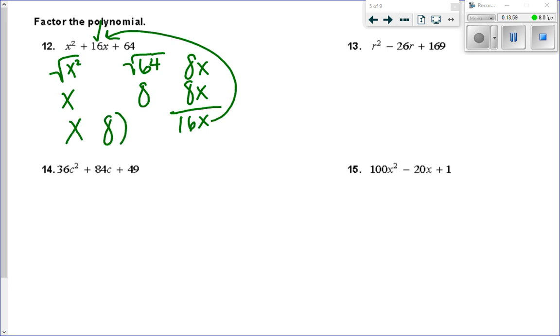Now we know that's going to be like that, but is that a positive or a negative 8? Well, we go right here, and we take a look at what that sign is, and we know that this is a positive 8, and that is squared. There's our answer.